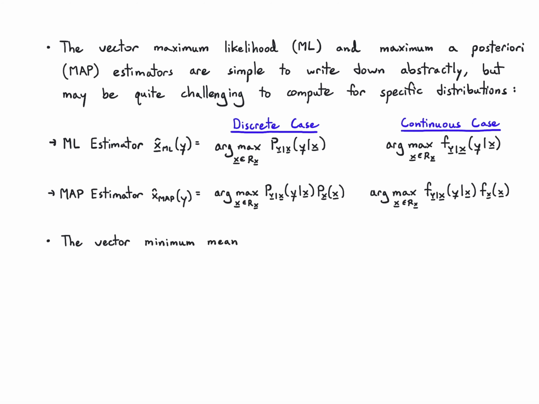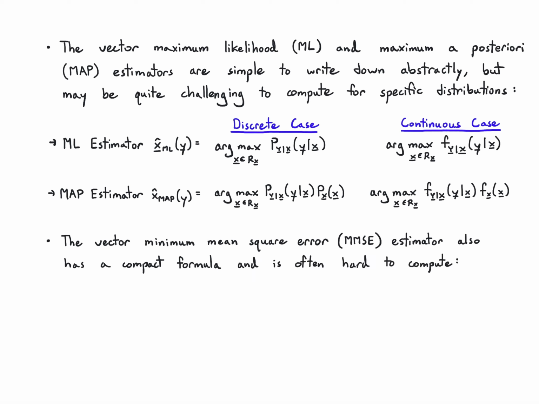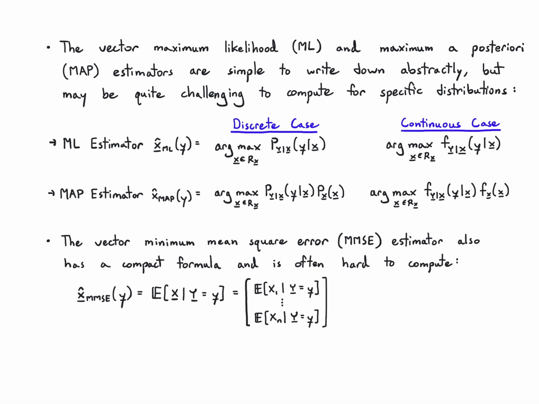The vector MMSE, or minimum mean squared error estimator, also has a pretty compact formula, right? And the problem is, again, it's an abstraction, so maybe it's hard to compute this, but let's write down the abstraction. Okay, so this is going to be the conditional expectation of x vector given y vector's value. What does it mean to have the conditional expectation of a vector? Well, it means that I have a vector of conditional expectations for the individual entries, and I'm feeding in the values of y vector into each one.